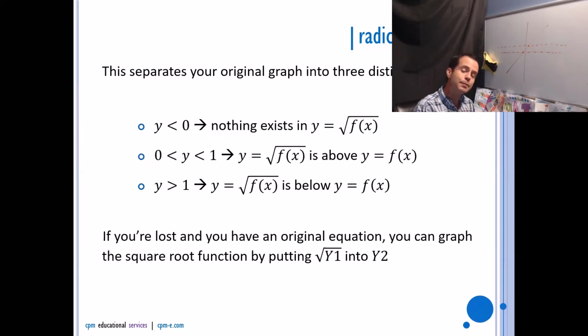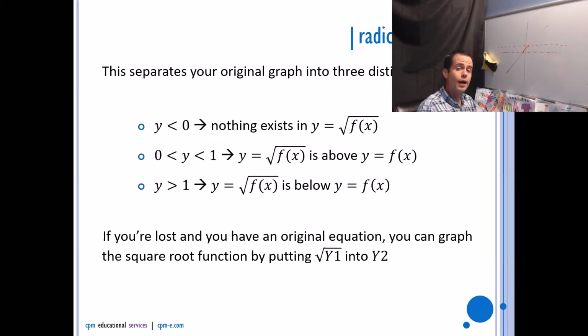When y is in between 0 and 1, y is a fraction. The square root of a fraction is always actually bigger than the original number. The square root of a quarter is a half. A half is bigger than a quarter. So what happens there is the square root graph is always above the original function there, okay? So you want to make sure your line actually goes above.